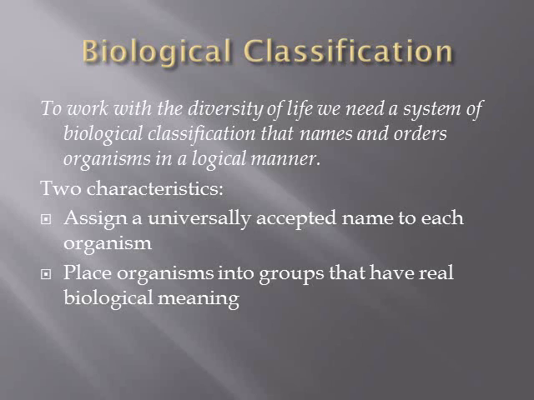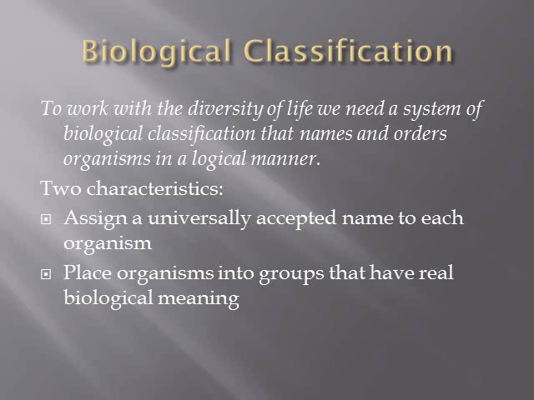So here in italics you can see, to work with the diversity of life, we need a system, a biological classification that names and orders organisms in a logical manner. So what are some things that we need for this classification? Well, here are two characteristics. One is to assign a universally accepted name to each organism.